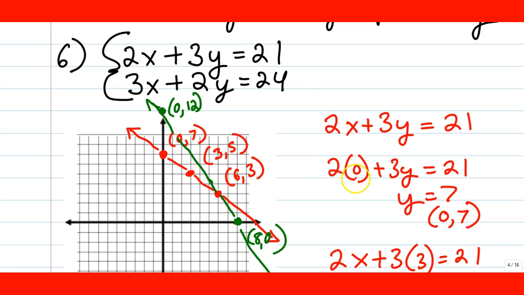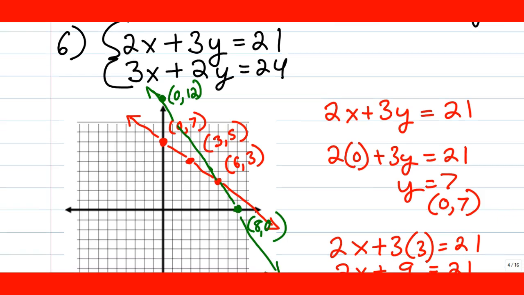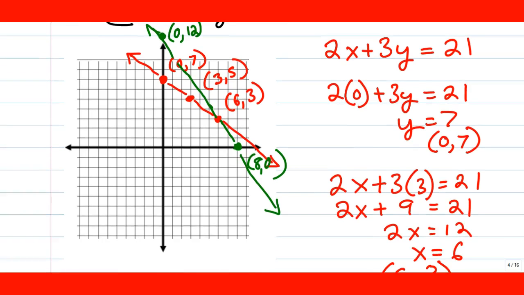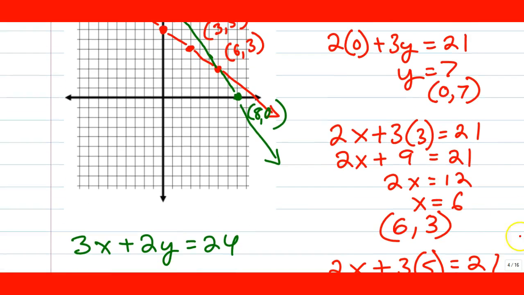So first I'm going to plug a 0 in on the x position and solve for y. So this brings the 2 times the 0, it creates a 0 here, so I'm left with 3y equals 21. I can then take that 3 that's multiplying to the y and divide it out to the other side, and I end up finding that y is equal to 7. So there's one of my ordered pairs, 0, 7. Now I'm going to make another point. So I'm going to come down, and I'm going to plug in a value.